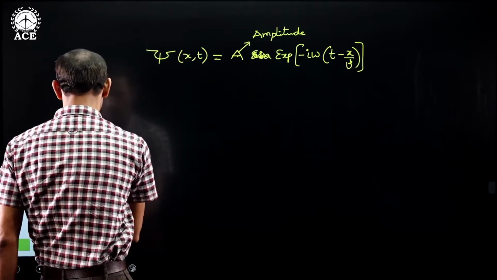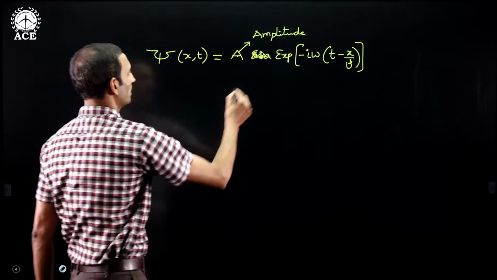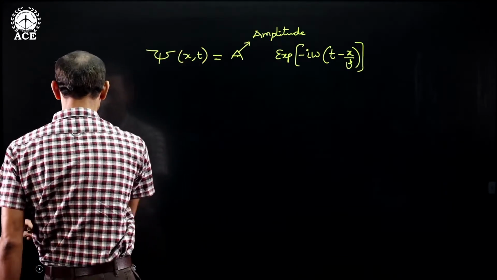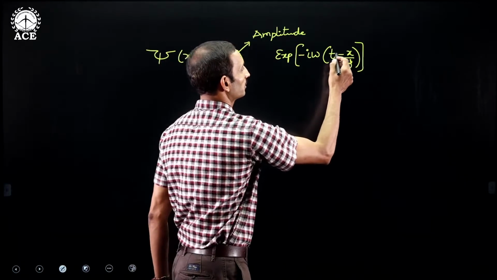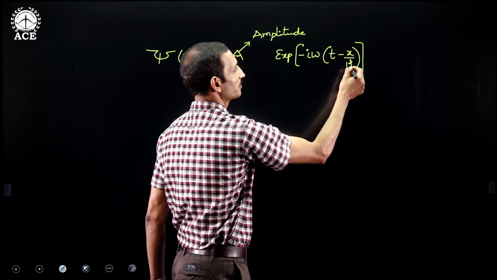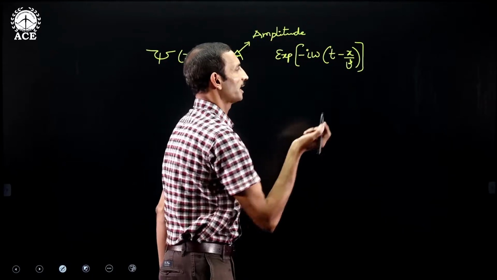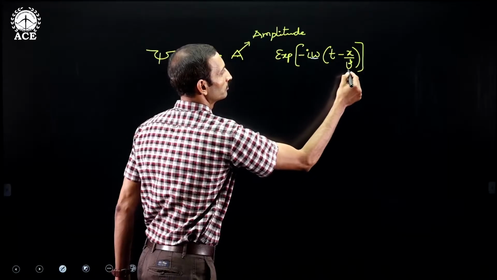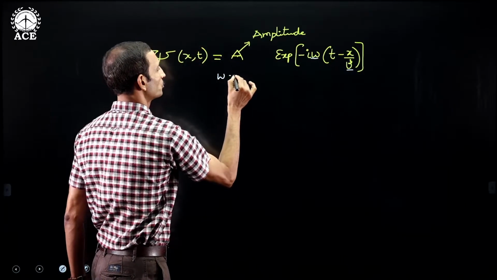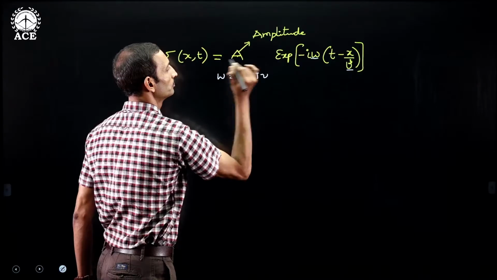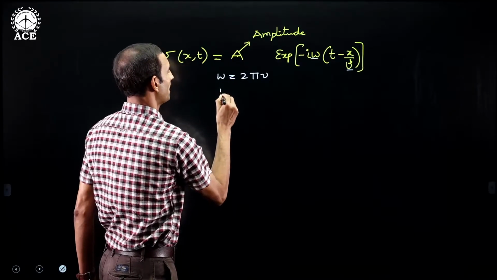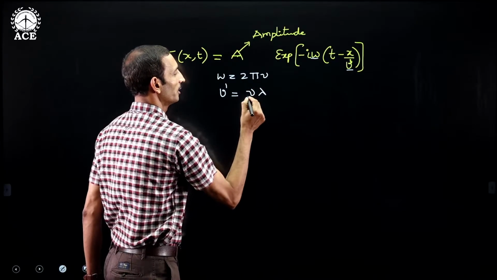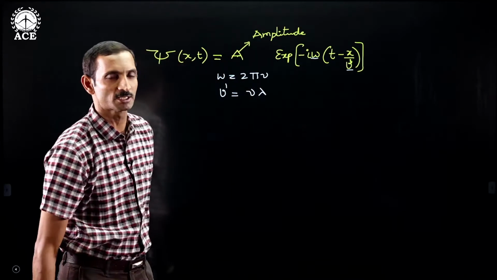The second one, there is an exponential here: exponential of minus i omega into (t minus x by v'). X is the position and t is the instant of time. v' is nothing but the wave velocity. Now I'm going to write omega as 2 pi nu, and v', the wave velocity, as nu lambda, where nu is the frequency of the wave and lambda is its wavelength.